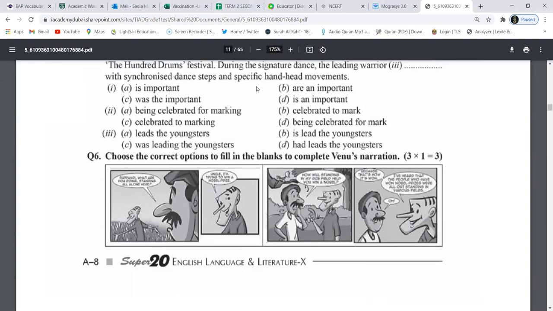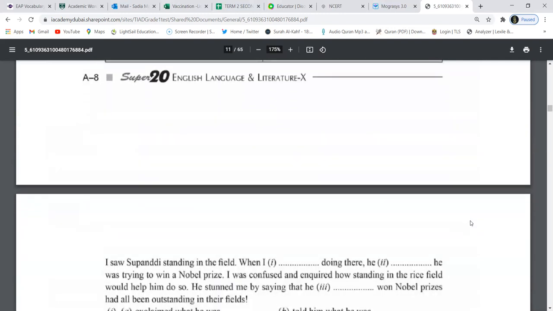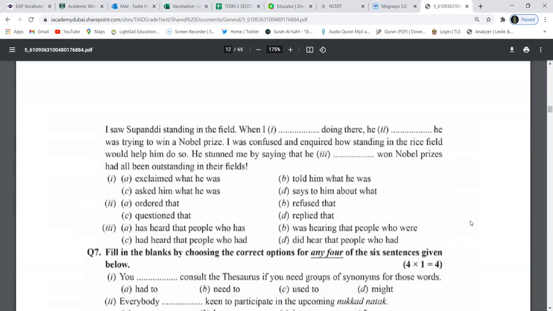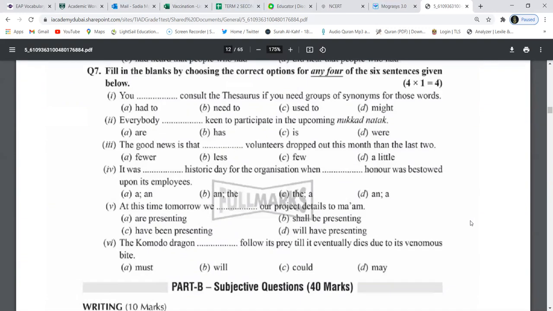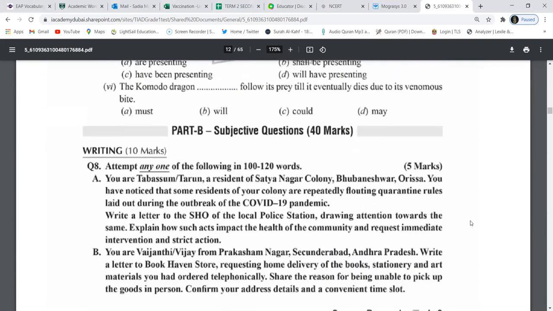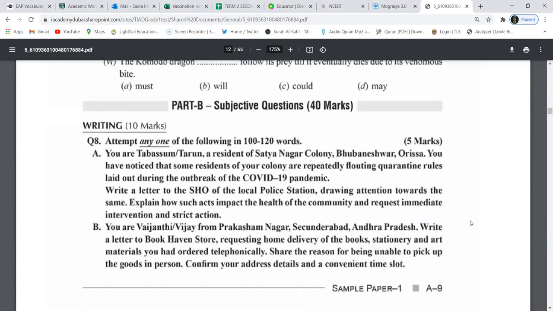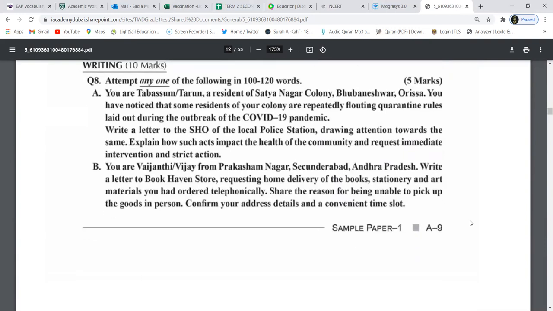Or if you want me to enlarge the view, it's not visible here. This is the subjective part. It is for 5 marks. You have attempted this question paper.